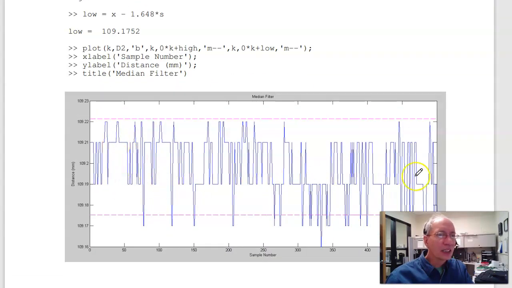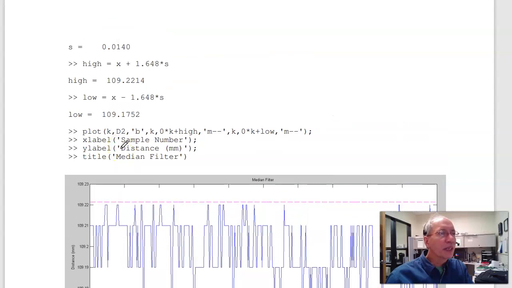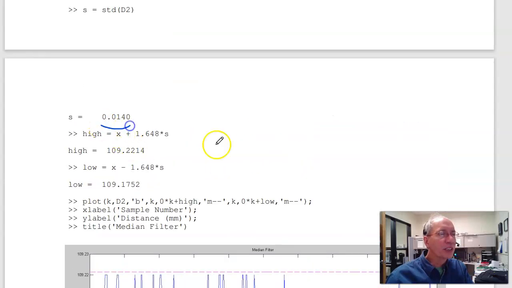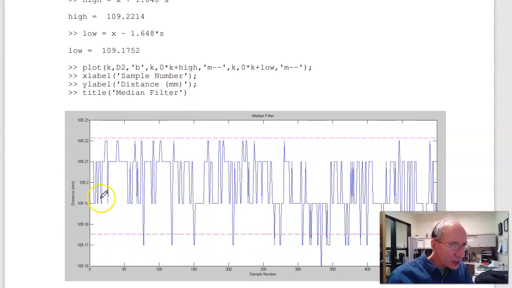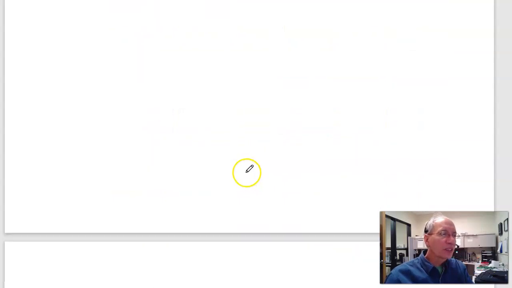then look at the data, here's what it looks like. And now I've got a much tighter band. If I find the mean and standard deviation, the standard deviation is much, much smaller. My confidence interval then says I'm somewhere between 109.22 and 109.175-ish. Much tighter band. That's what a median filter does for you. There's still noise in the data. Can I get rid of the noise? Well, that's the next problem.